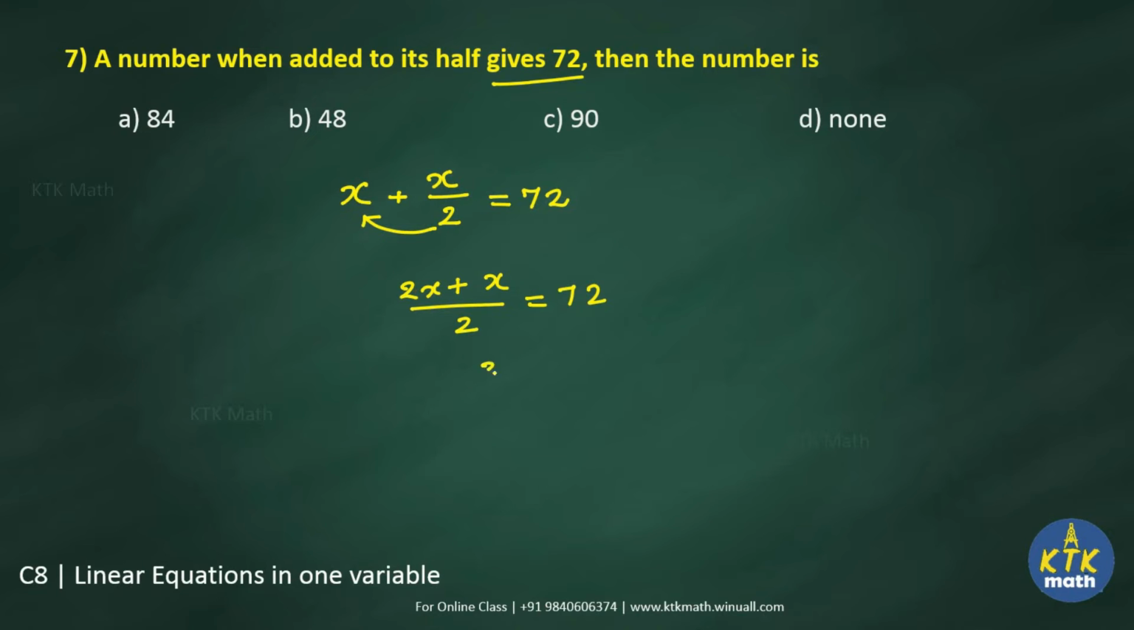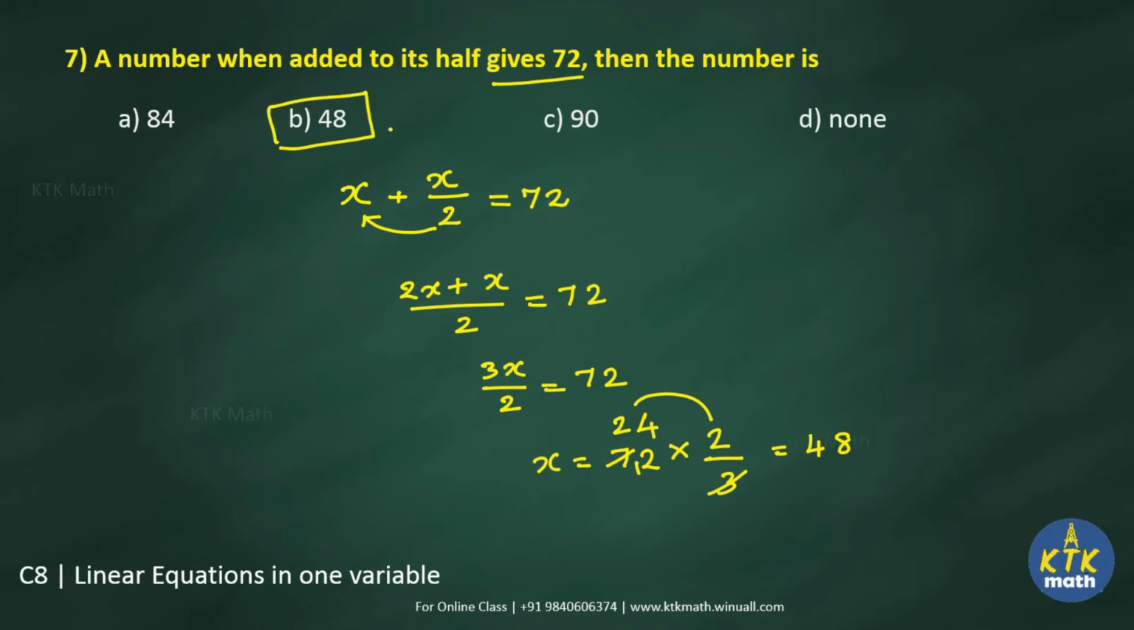2x plus x is 3x by 2, which gives you 72. Now I need to find only the x value. So you just transfer this 3 by 2 to the opposite side. It will become what? The reciprocal, 2 by 3. Now try to cancel 3 with 72. How many times? 2 3s are 6, remaining 1. And how many 3s are 12? 4. So 24 into 2 gives you 48. So your answer is 48.